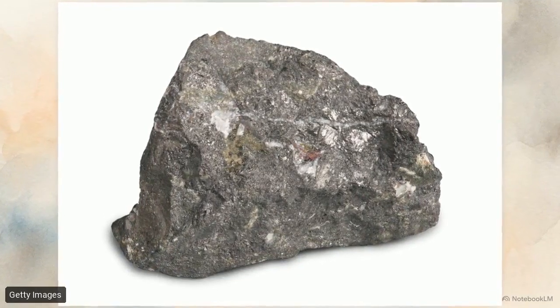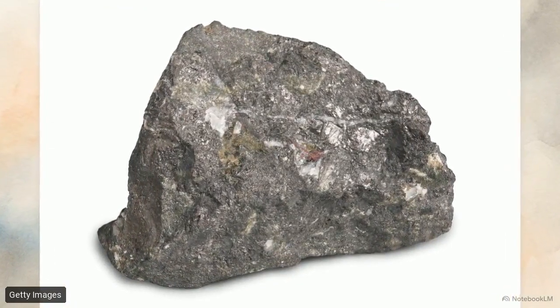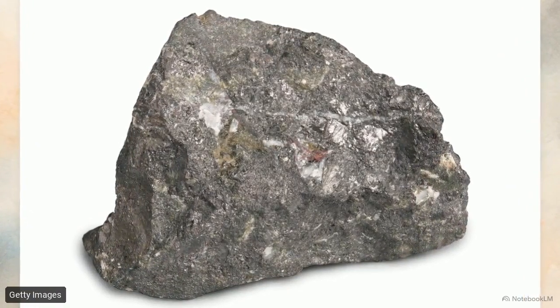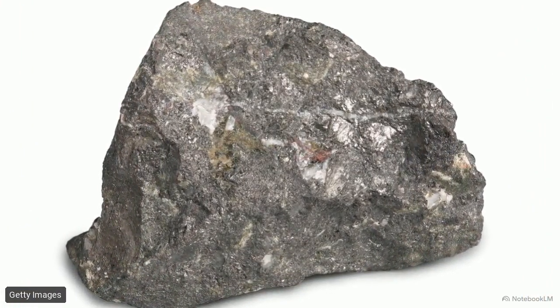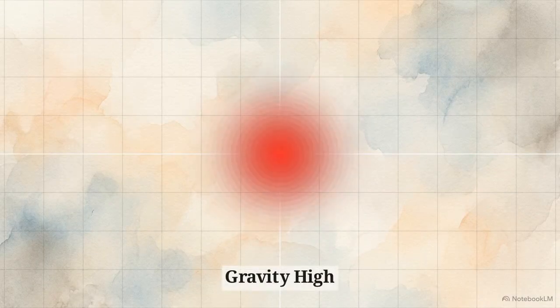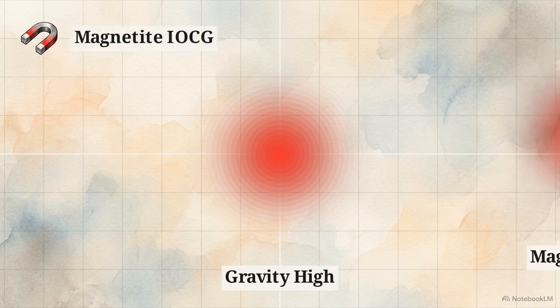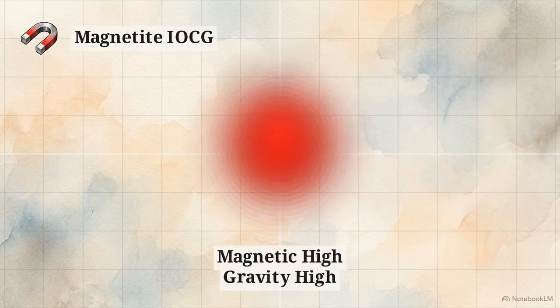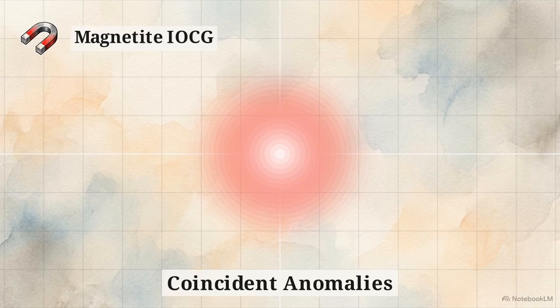This dark, heavily crystalline specimen is the direct result: a dense, iron-rich magnetite ore body holding precipitated copper and gold. On a geophysical survey, this map shows exactly how that dense iron registers. The magnetite subtype produces perfectly coincident high gravity and high magnetic anomalies.